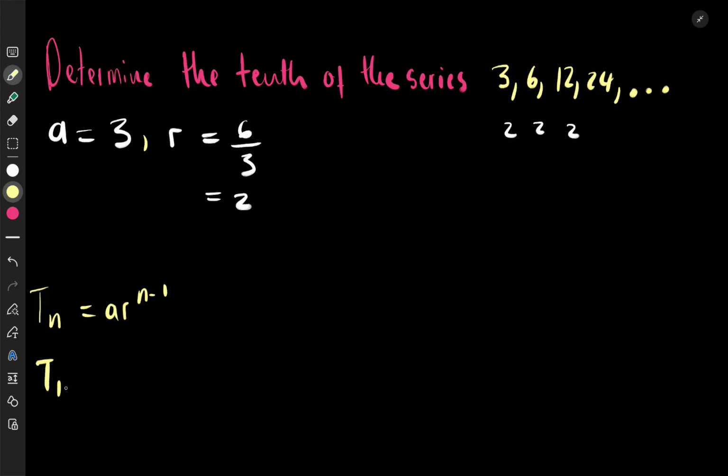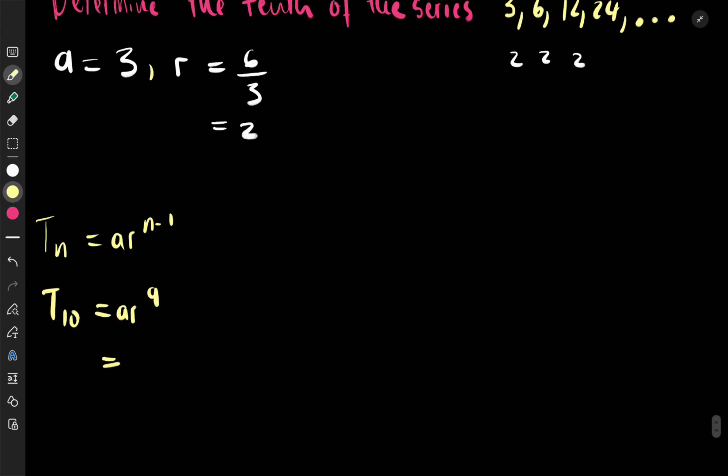So I can say T number 10 is equal to AR to the power of 9, which is going to be equal to, what is my A? 3. What is my R? 2 to the power of 9. So it's going to be like this. And you always start with the power. So you say 2 to the power of 9 is equal to, you say, times 3. And you get 1536. So our final solution is 1536.